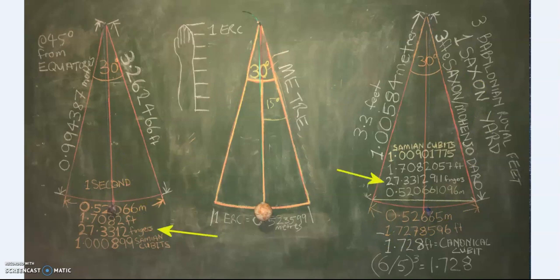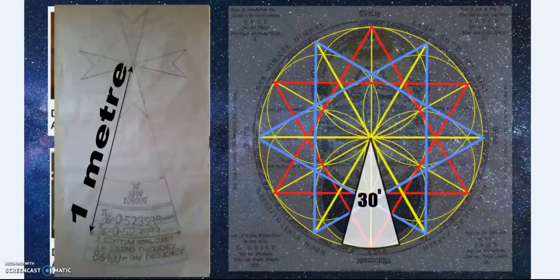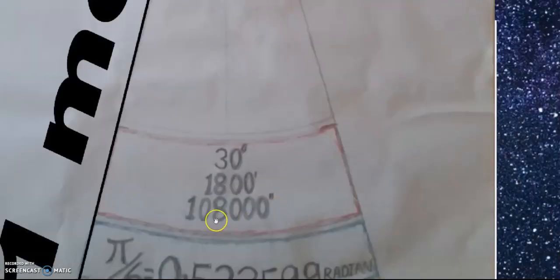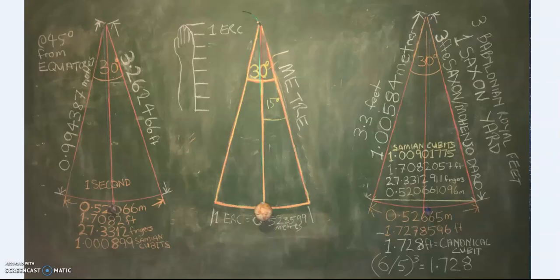Now there's some key. Okay, so 30 degrees. Now 30 degrees equals 1800 minutes of the compass, or 108,000 seconds of the compass. Now 108, or 108,000, but keep that in mind. Now we come to these pendulums. So 1 meter pendulum, that's pi over 6 meters, or 1 Egyptian royal cubit.